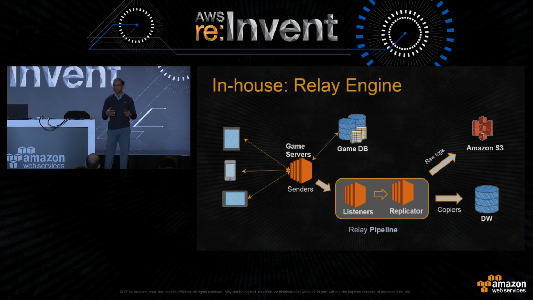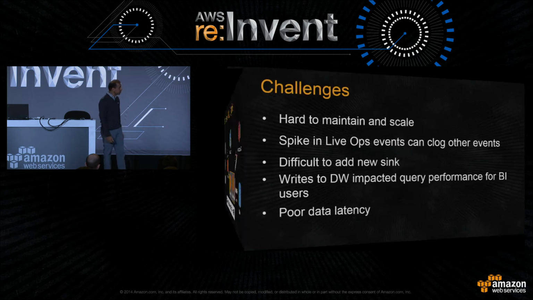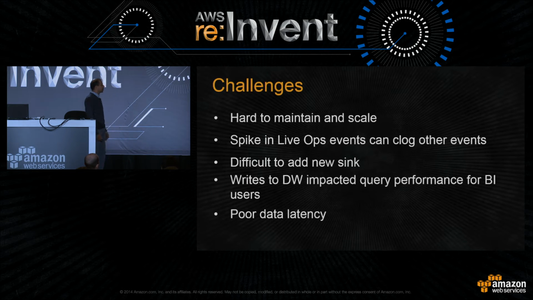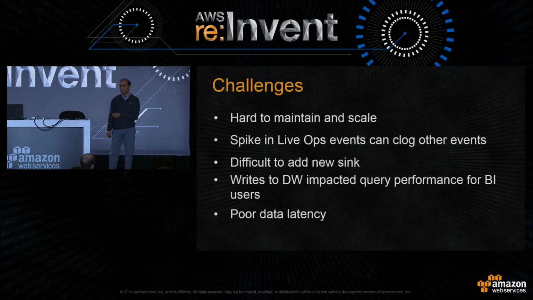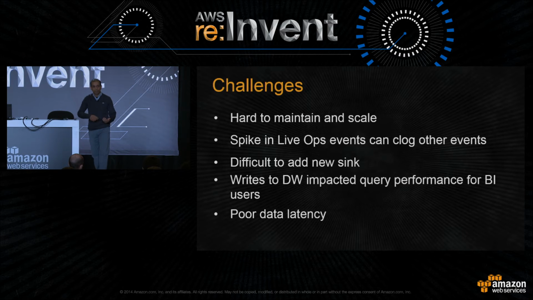We didn't have enough time to really invest into this tech. And although it was scaling well, maintenance-wise it was quite high. So we abandoned that. The challenges we faced: it was hard to maintain and scale. Spikes in live ops events would slow down some of the high-value events that we were processing. And adding a new sync was difficult.